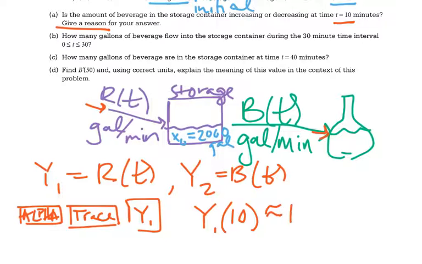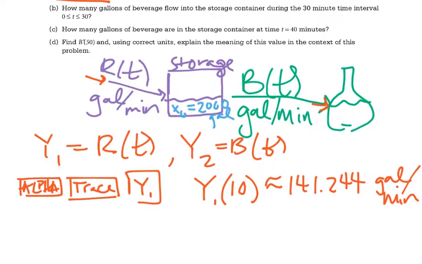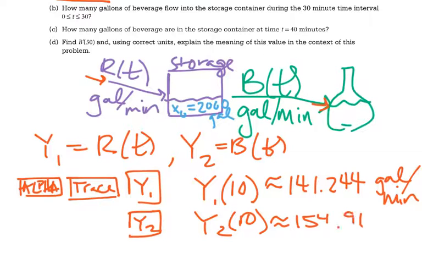And you will get about 141.244. And again, that's gallons per minute because this is a rate at which beverage is flowing into the container. Now I can do the same thing, but with Y2. And so Y2 shows up on the screen, put parentheses 10, and then this is going to be about 154.919 gallons per minute. Okay, so 154 is bigger than 141. This was the rate in, and this was the rate out. So the rate out is faster than the rate in.